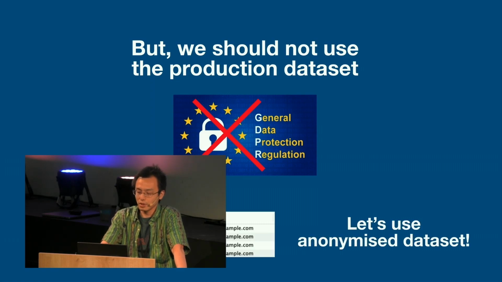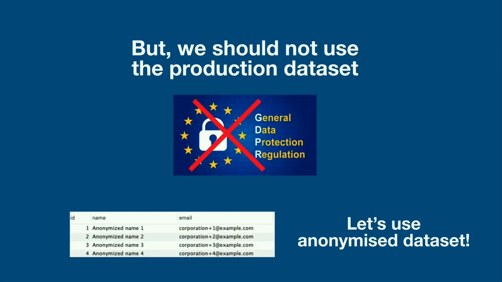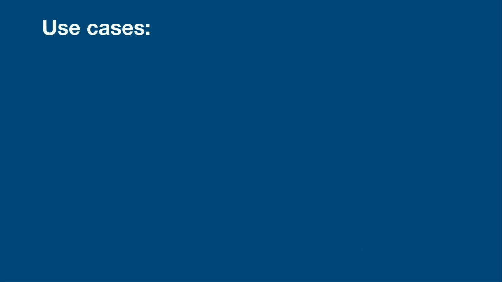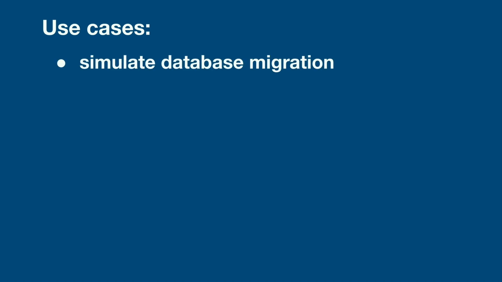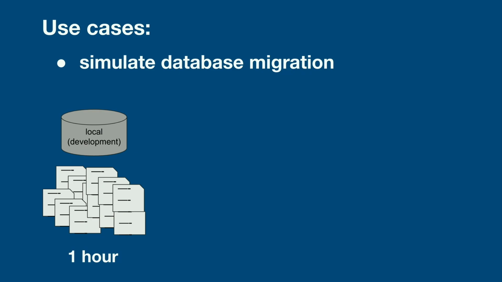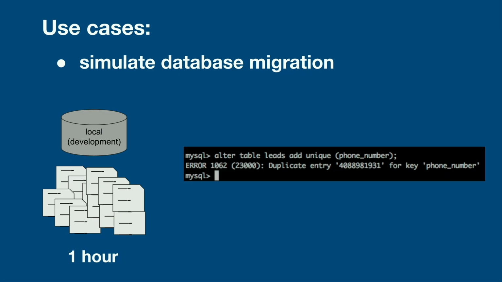Then you can use an anonymized data set. Now the question is how to generate it. As for use cases, database migration is for sure one of them, as I showed you in the story. But not only. Sometimes a migration could fail because it depends on data. Let's say you want to add a foreign key and in production there's some violation. Then the migration can fail.